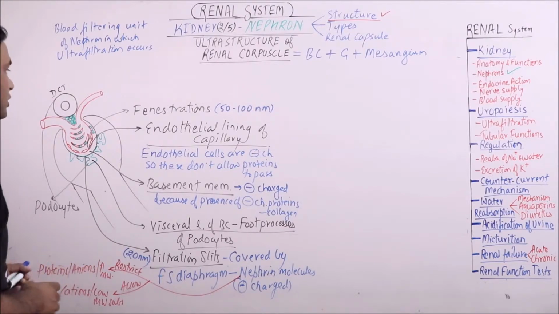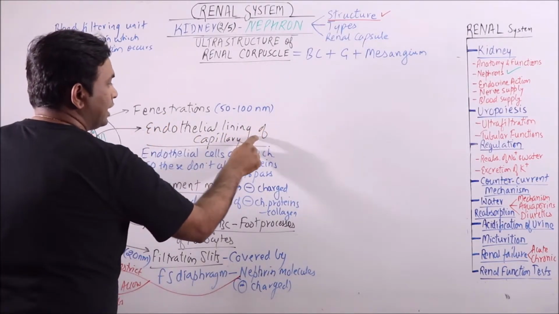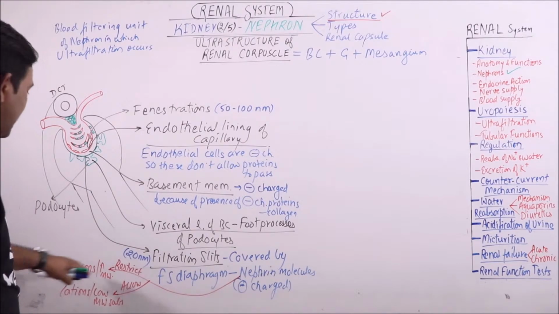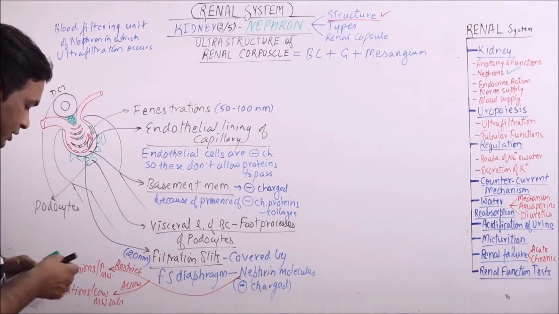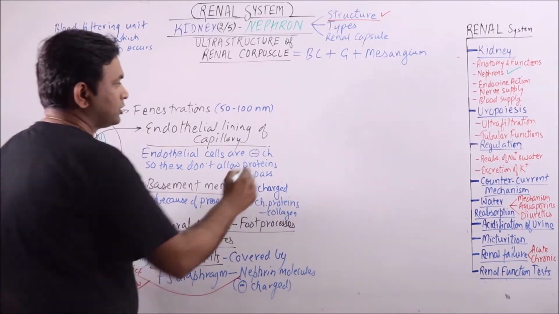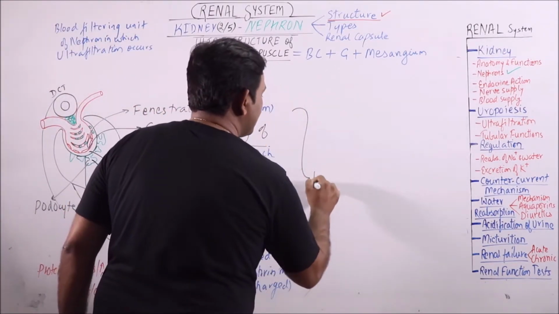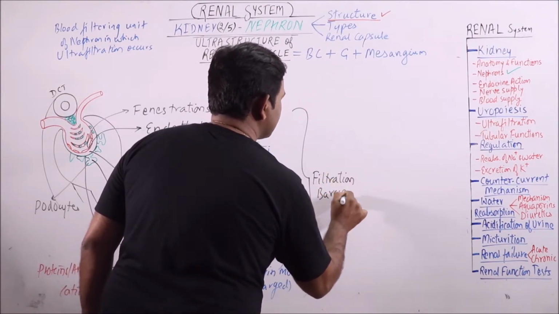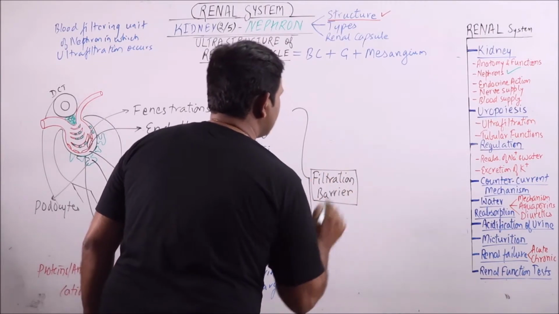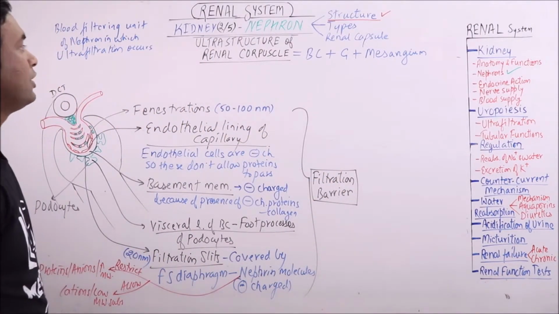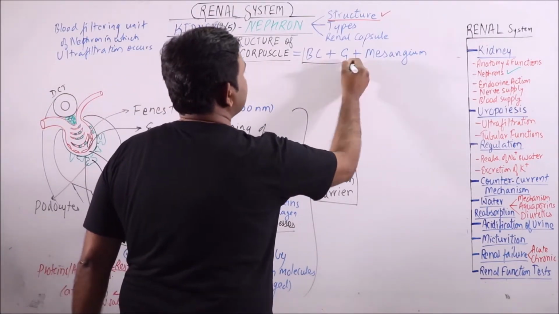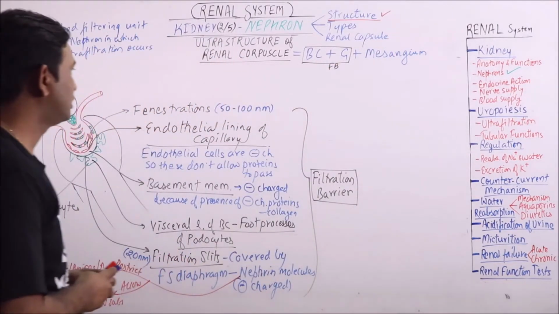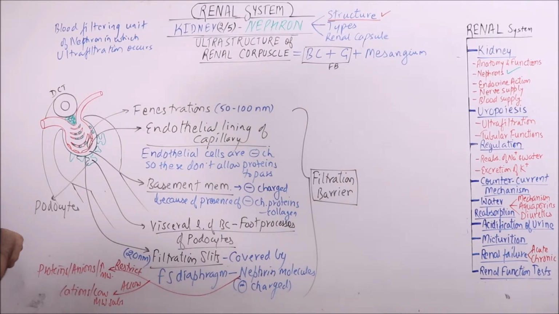Now these all structures, that is fenestrations in between the endothelial lining of capillaries, basement membrane and the visceral layer of Bowman's capsule having the filtration slits, these are covered by a filtration slit diaphragm also. All these structures are combinedly forming filtration barrier. So we can say that the renal corpuscle is made up of filtration barrier plus mesangium. Now next part is mesangium.